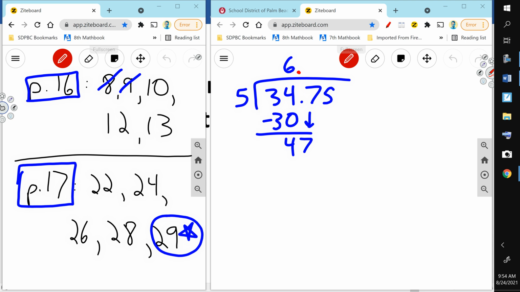This is the divisor, remember? This divisor does not have a decimal. So we can go ahead and start solving like we have been. We just need to remember to put the decimal directly above that one.